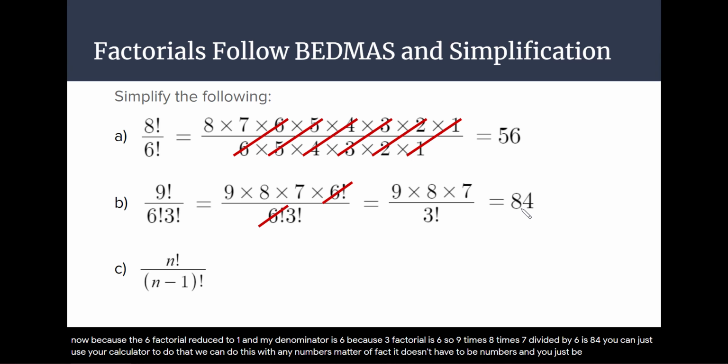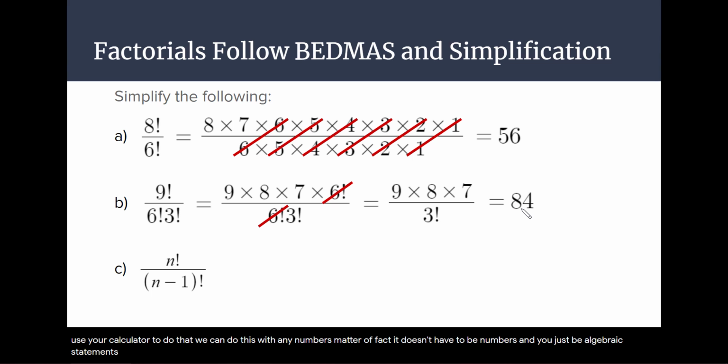It can just be algebraic statements. 9 factorial is an almost tangible discrete value. But what if we don't know what the factorial is? So let's just take a look at this n factorial.